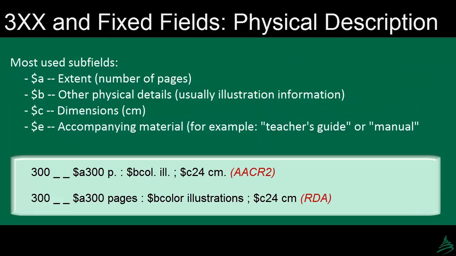300 fields in the fixed fields. These are pretty common, pretty standard. The extent, or the number of pages, in the subfield A, would also be your number of discs in a book on CD, or the fact that you have one disc in a DVD, that would be your extent. The subfield B would be other information or other physical details. Are there illustrations or genealogical tables? Is there sound? Is it in color or black and white? That's the information you find in the B. And then the dimensions.